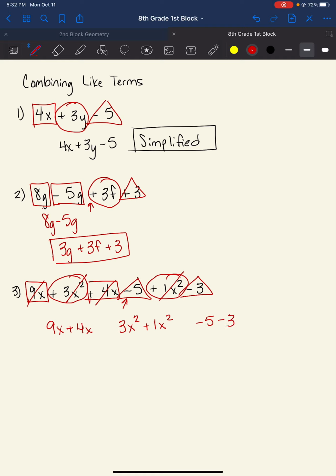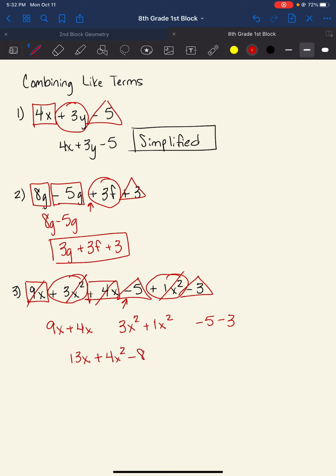Okay, now let's combine 9 plus 4. Okay, put my x there. 3 plus 1, that's going to be 4. It's a positive 4 because 3 plus 1 is positive 4. So I'm going to put plus 4x squared. All right. And then a negative 5 minus 3 is a negative 8. So that means I'm going to put minus 8.